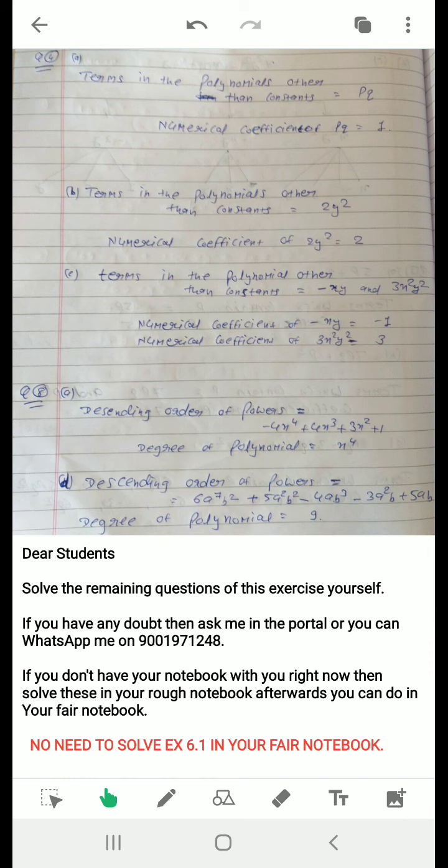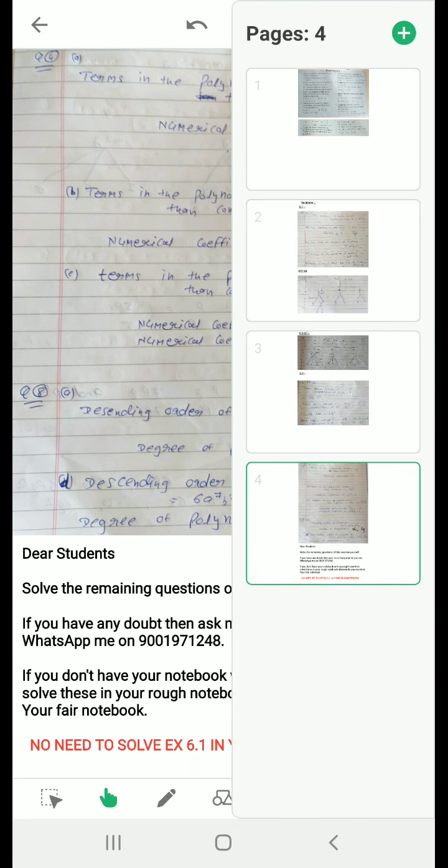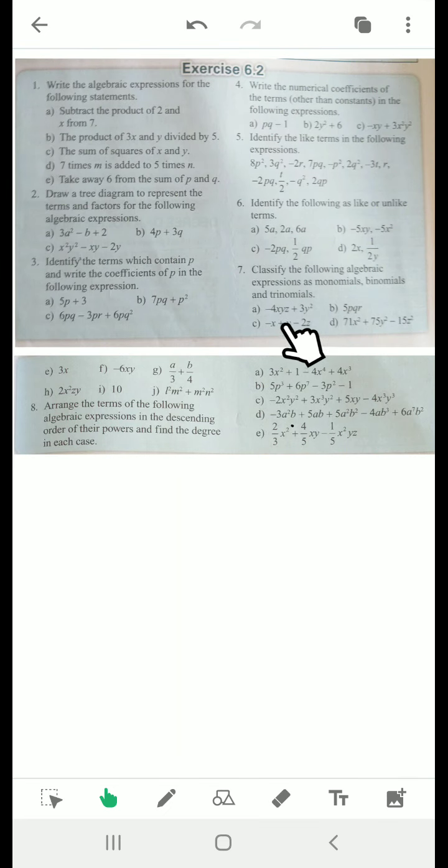And you know the degree of the polynomial is the highest power of the variable. So the degree of the polynomial will be 4, not x power 4. You have to write 4 only. Don't write x power 4. I wrote it by mistake. Don't write x power 4. Write only 4. Okay. Similarly, in the next questions also, you need to arrange them in the descending order.